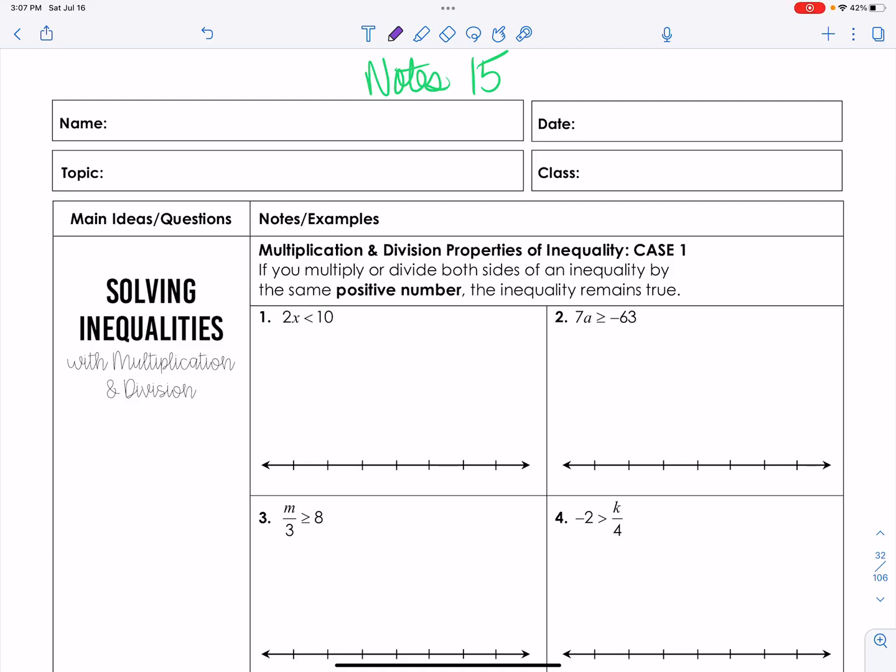So we're now going to do multiplying and dividing with inequalities to solve. And so I'm going to start by telling you right now, case one, and that's this first page, is the one I need you to be really good at. Case one is the important one. Case one is the one that you've got to understand.